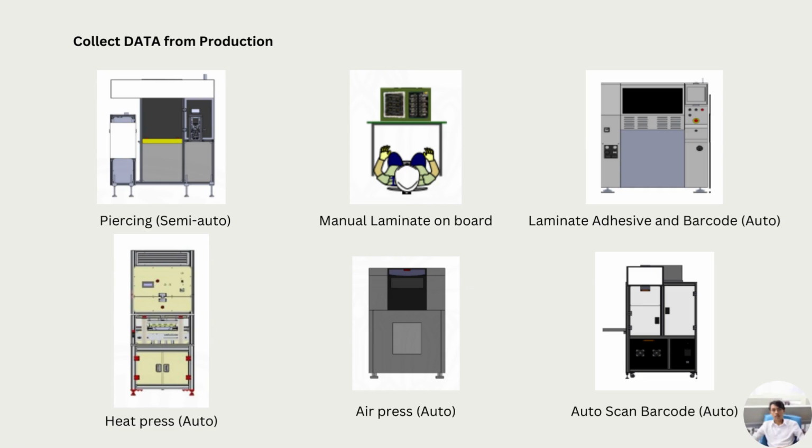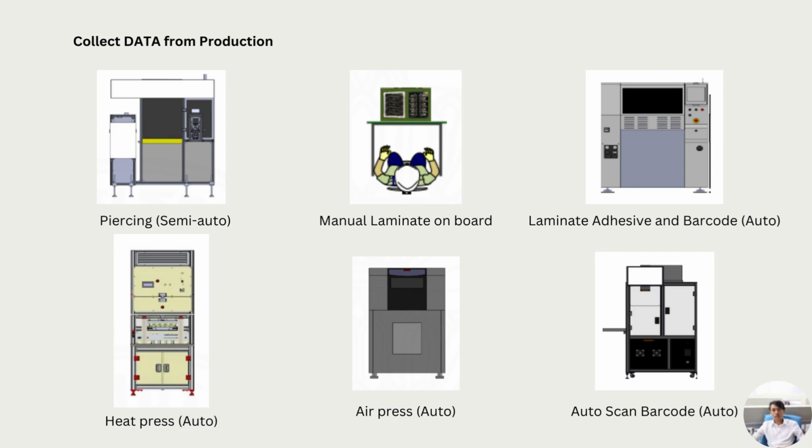In the back-end process, we start with piercing, which cuts and deals with the sheet product. The employee puts the sheet one at a time into the machine, then moves to the manual laminate on board process. The employee mounts a sheet on the board before putting it in. After that, it moves to the laminate, adhesive, and barcode process.